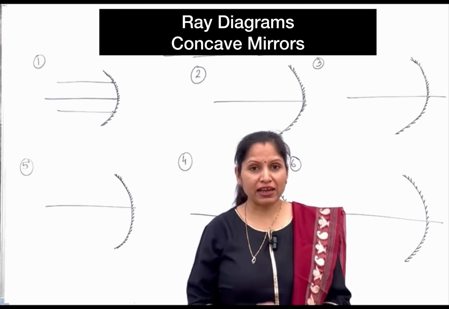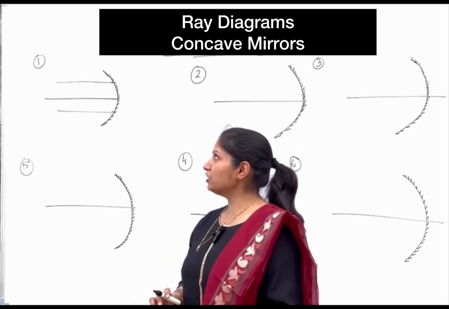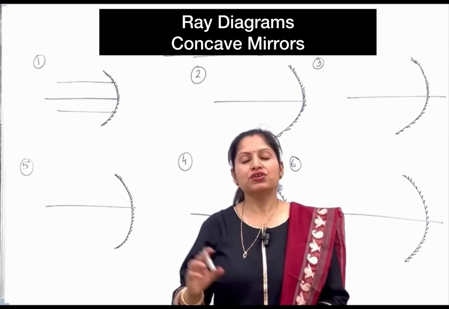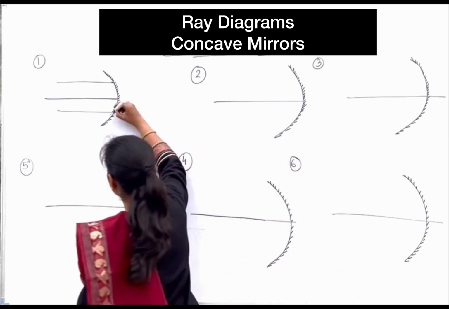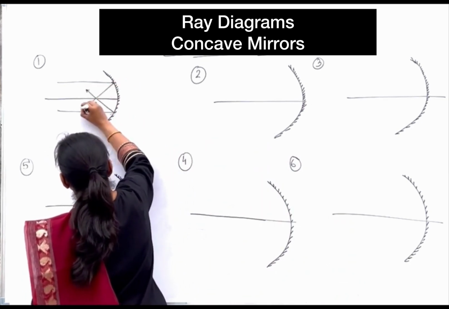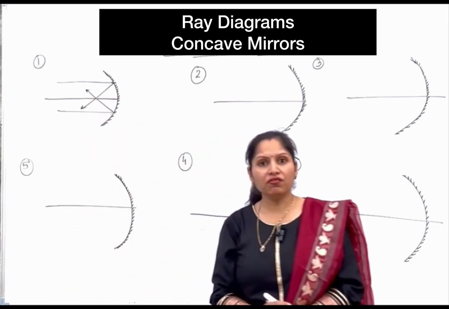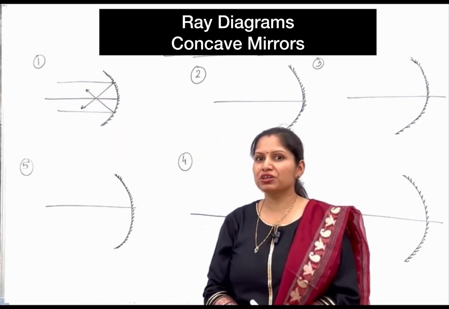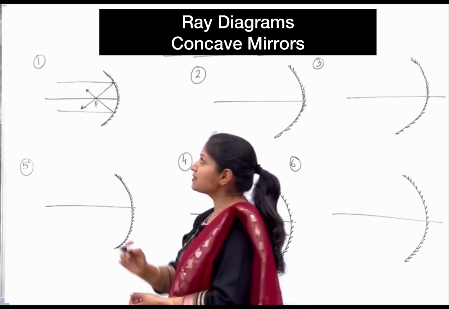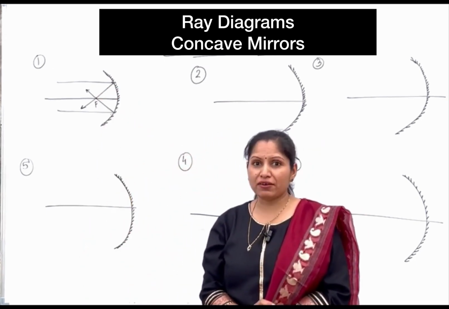After reflecting from the mirror, where should they go? They should be intersecting with each other at the focus. So let's see that. So after reflection, they will be passing through the focus. So the point of intersection of these light rays will be at focus.